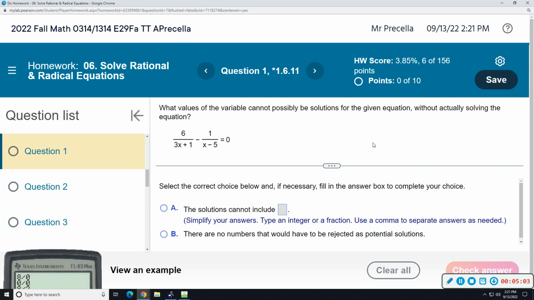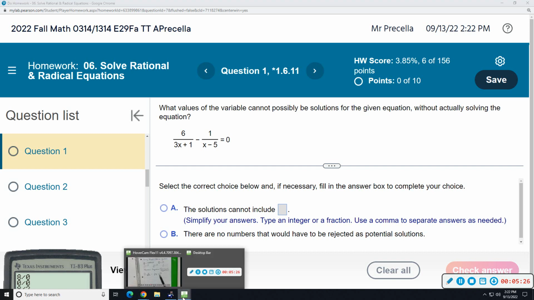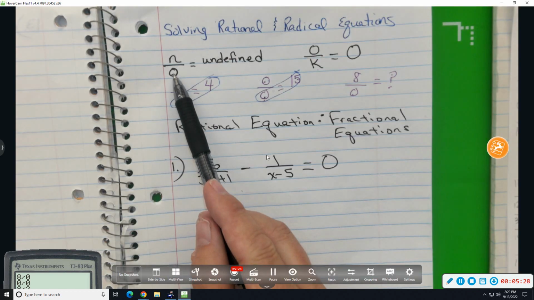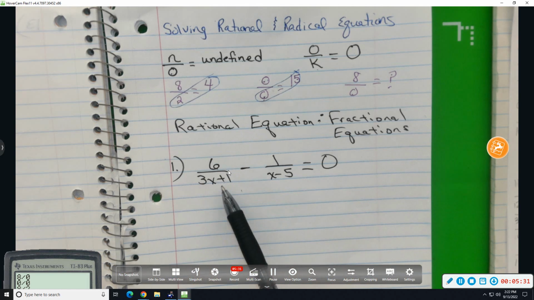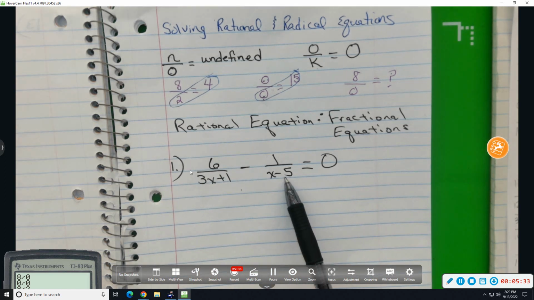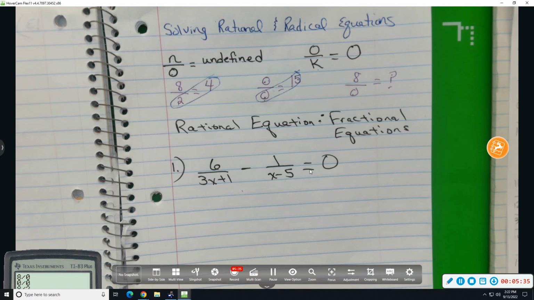Maybe we better read the instructions. They want to know what values of the variable cannot possibly be solutions for the given equation. What values of x cannot possibly be solutions, without actually finding or solving the equation? I see two different fractions. We know that you can't have a 0 in the denominator. So whatever makes these two denominators equal to 0 could not possibly be solutions.